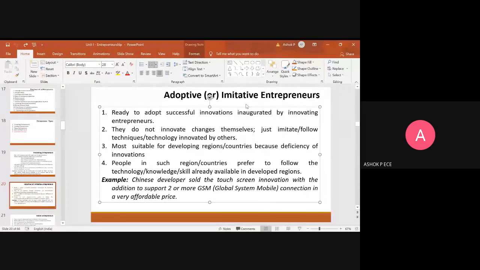And this type of entrepreneurs are more suitable for developing countries because of deficiency of innovations. So in countries like India, we are called a developing country, right? With the government giving so much funding for innovation and research, relatively, we have a good amount of research. Otherwise, we are deficient of innovations and research. So these type of entrepreneurs are very suitable for developing countries where you have acute shortage of innovation.